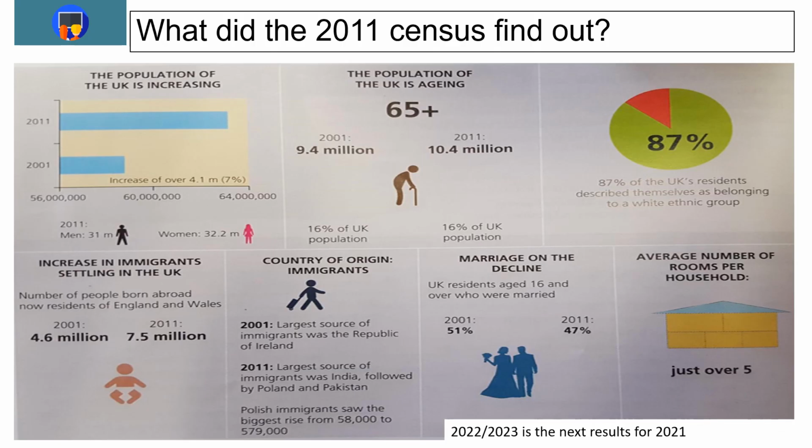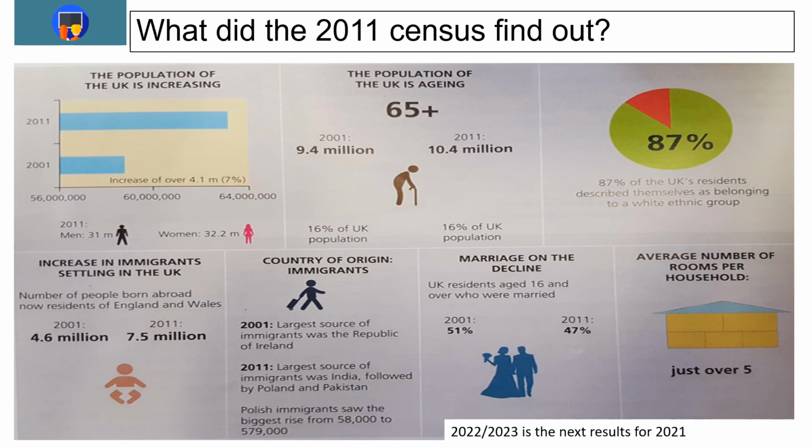On page 7 of our booklet is a summary of the 2011 census. Remember, as I said earlier in the presentation, the next set of results is probably due to be released late 2023 using 2021 data. But at the moment it hasn't been released to the public. So in 2011, the data showed that the UK population is increasing. Showed that in 2011, the number of men was roughly 31 million compared to 32.2 million women.